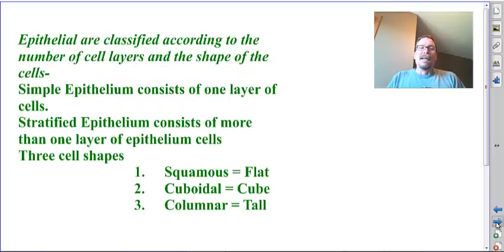Okay. Epithelia are classified really in two manners, the layers and the shapes. So simple consists of one layer, stratified consists of more than one layer, and the shapes are squamous, cuboidal, and columnar, for flat, cube, and tall. And what we'll see as we go through this is the complexity of those cells and the complexity that make up that tissue increases as you go from squamous to columnar.